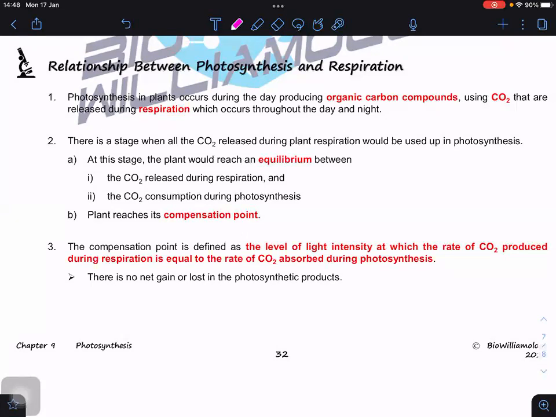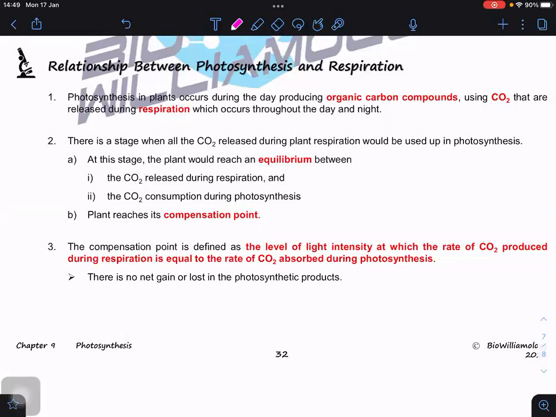So this is very, very important, because if the rate of respiration equals the rate of photosynthesis, basically the plant won't have a net gain in terms of the product. Correct? So it means that photosynthesis produces one glucose, and the glucose will be used up for respiration. Are you clear? Okay. So we're going to look at this.